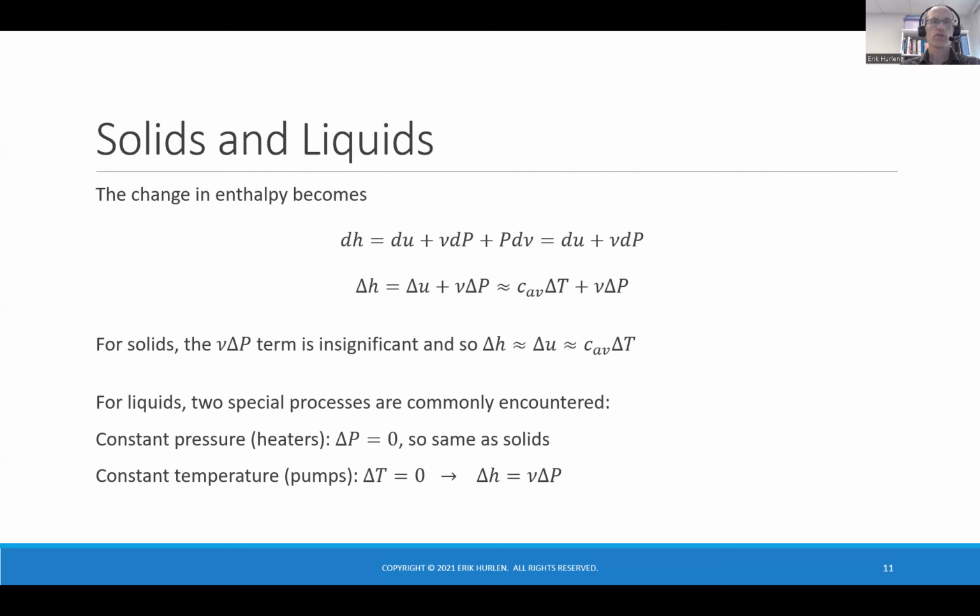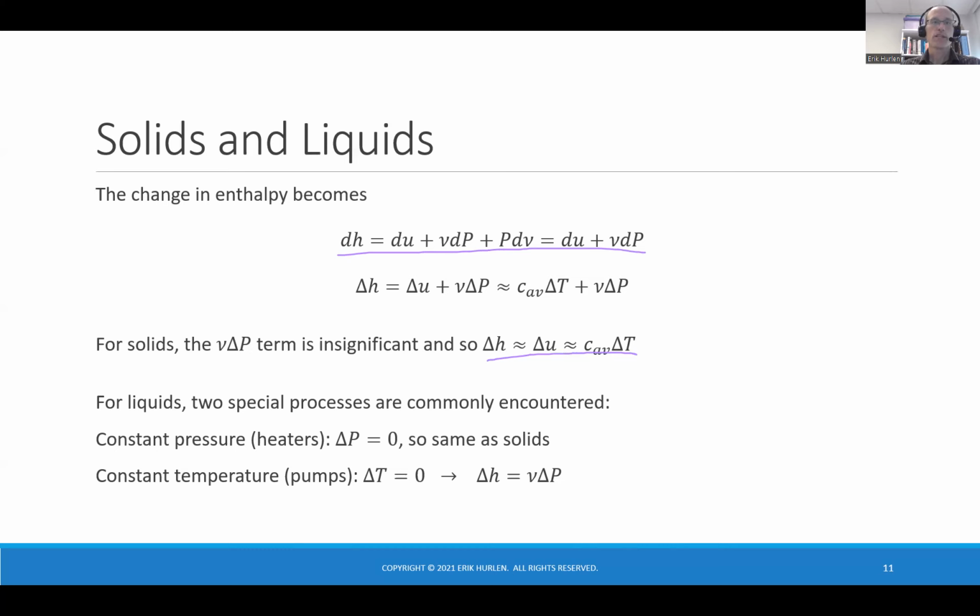For liquids in general, we have the same equation above, this one here. However, there are two common scenarios in which we can make some simplifications. One of these is for a constant pressure process, which is the case for heaters. In this case, delta P equals 0. So we're back to the same case here that we saw for solids.